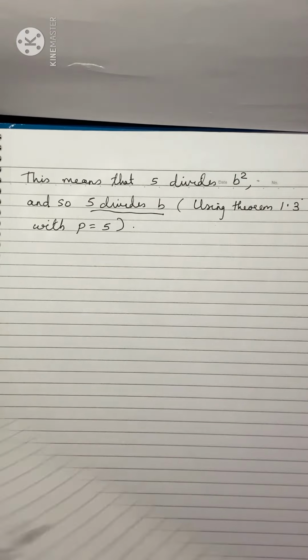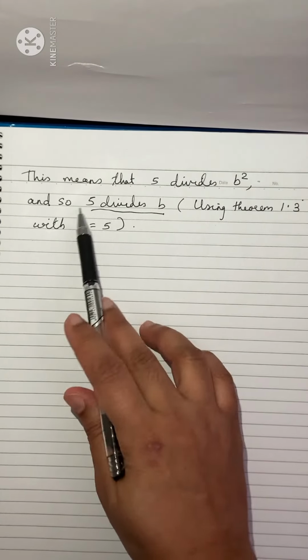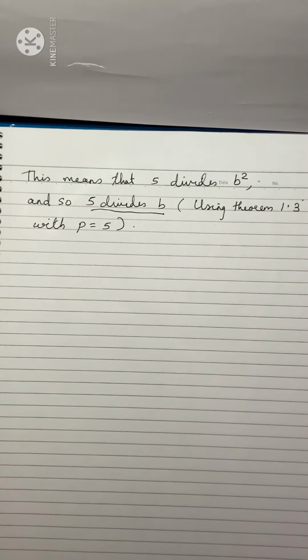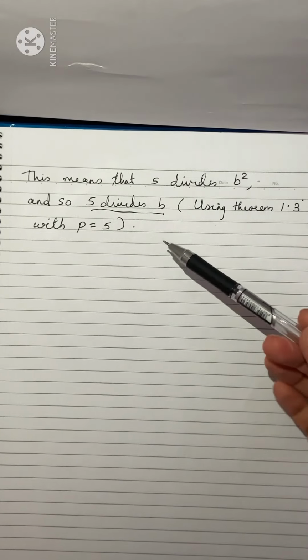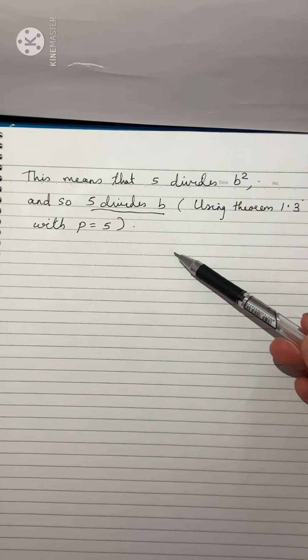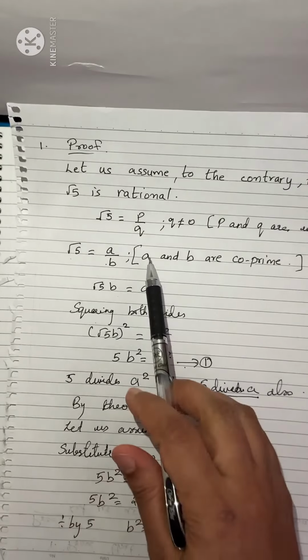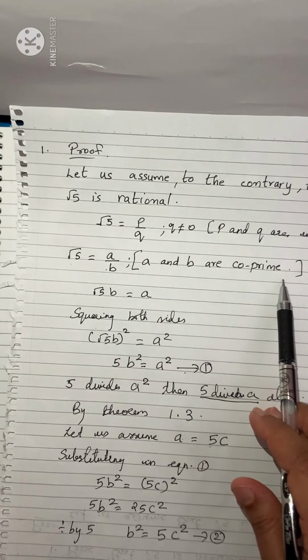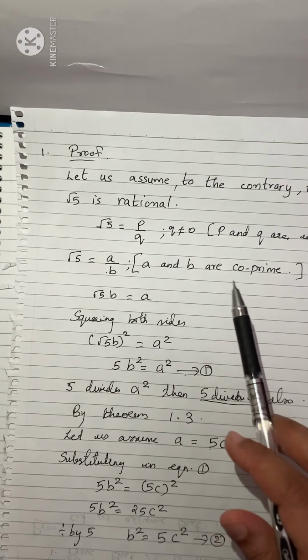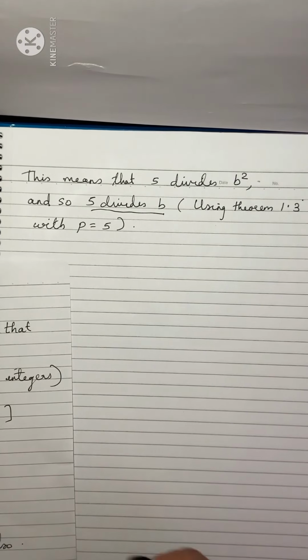So in our proof, we proved that 5 divides a and 5 divides b. What we can understand from this is a and b have a common factor 5, which is a contradiction, because we wrote here a and b are co-prime. Co-prime means no common factor, but we proved that a and b have a common factor 5, which is a contradiction. So we can conclude that our assumption was wrong and root 5 is irrational.